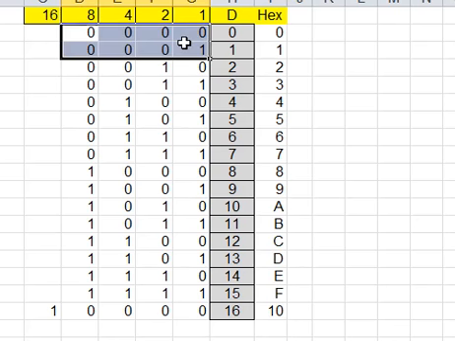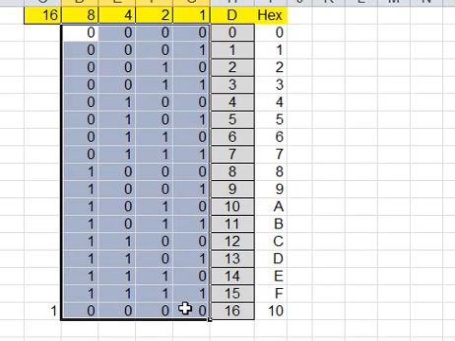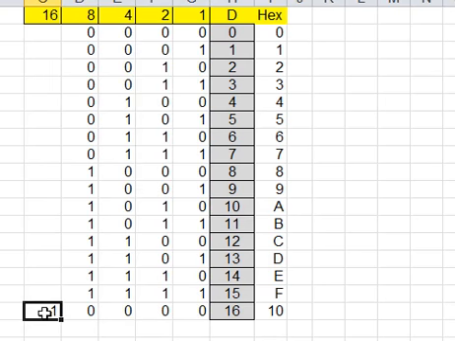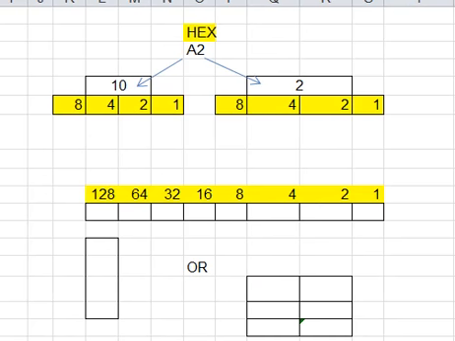Here's the binary equivalent, counting up to 16. When we move over to 16, we move over one column here into the 16 units. We'll now consider how to interpret a hexadecimal number. This hexadecimal number is A2.